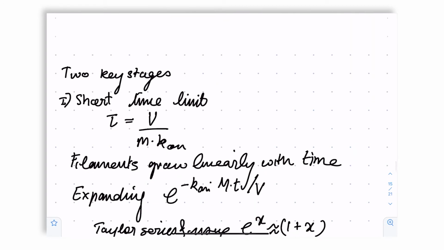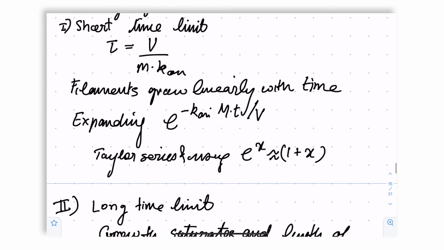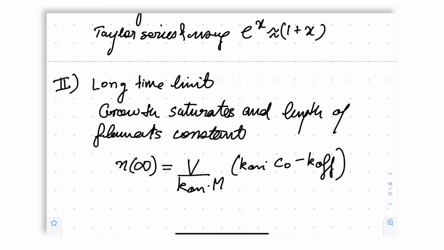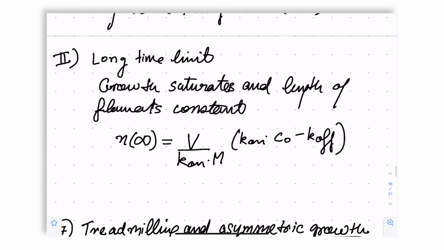There are two key stages to this growth. The short time limit, where tau is v upon m times k on. Filaments grow linearly with time, and this tau was obtained by expanding linearly this term, this e to the power minus k on times m times t divided by v, and Taylor series expanding. In the long time limit, the growth saturates and the length of filaments is constant, and that value is this expression which we saw earlier, v upon k on times m and k on c naught minus k off.